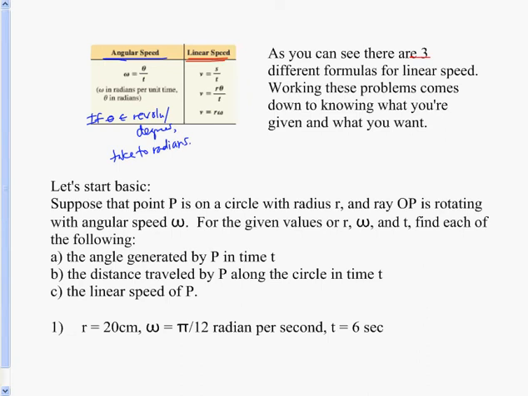So 3 different formulas for linear speed, and all through this you need to hold on to that one that we had for arc length. It's from the past, but you may need it. This is section 3.2 if you're looking for where that is.